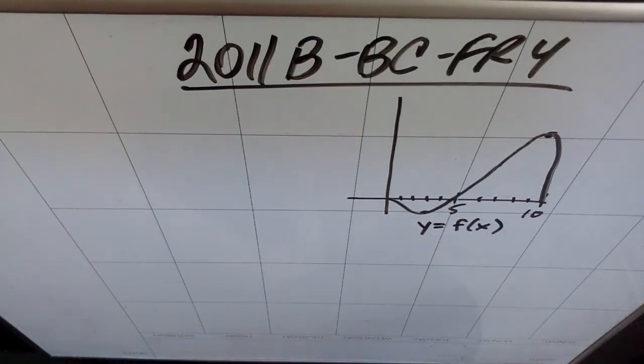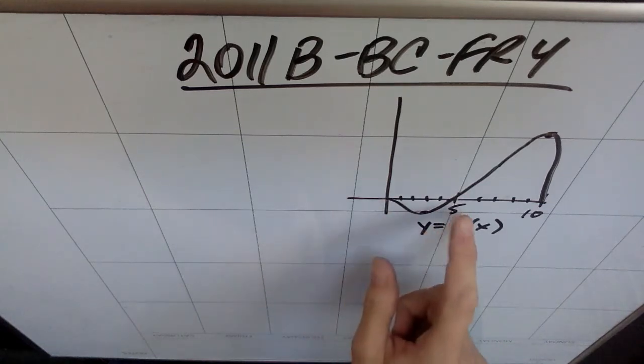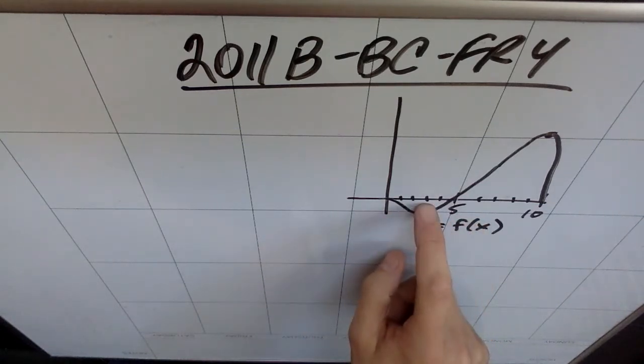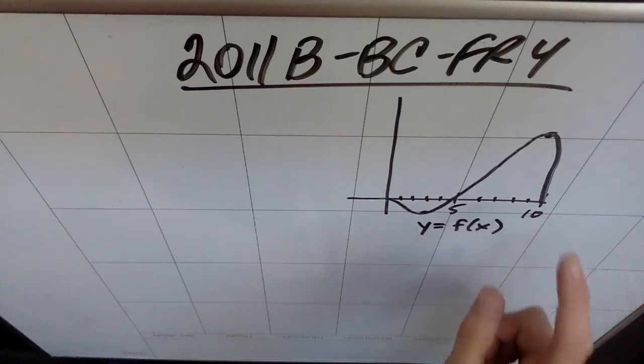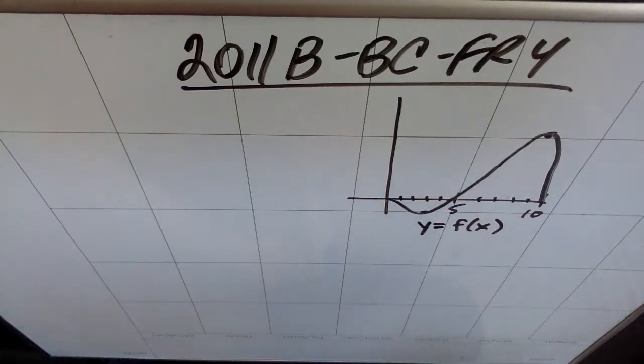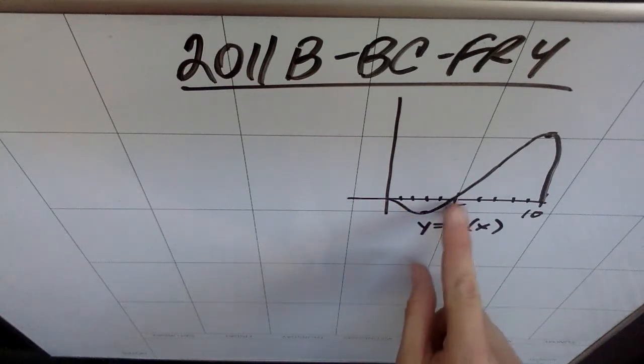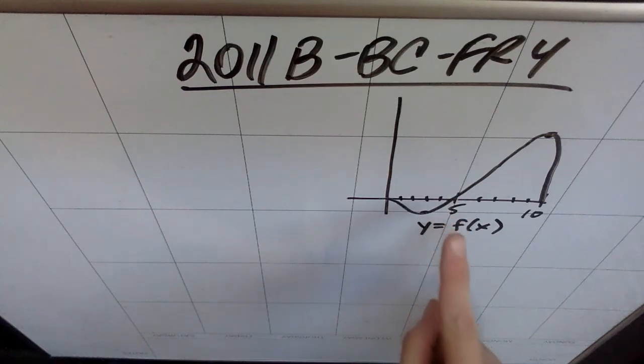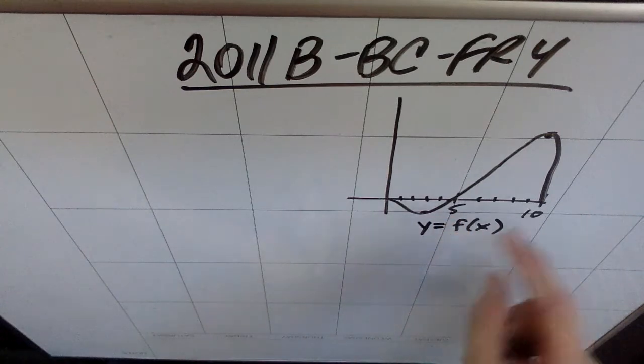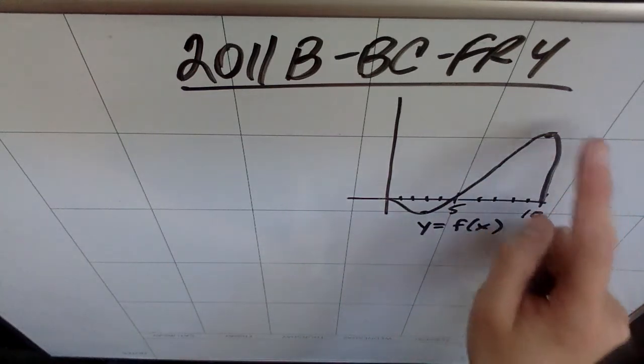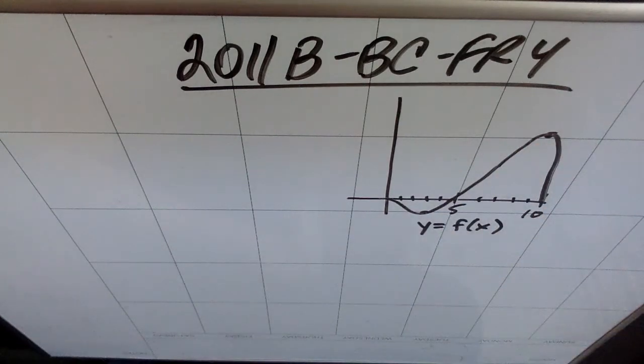The area of the region enclosed between the graph of f and the x-axis from 0 to 5 is 10, right? The area of the graph enclosed between 5 and 10 is 27. The arc length of the portion of the graph of f between 0 and 5, so from here to here, that curve, is 11. The arc length of the portion of the graph from 5 to 10 is 18. So this arc is 18.